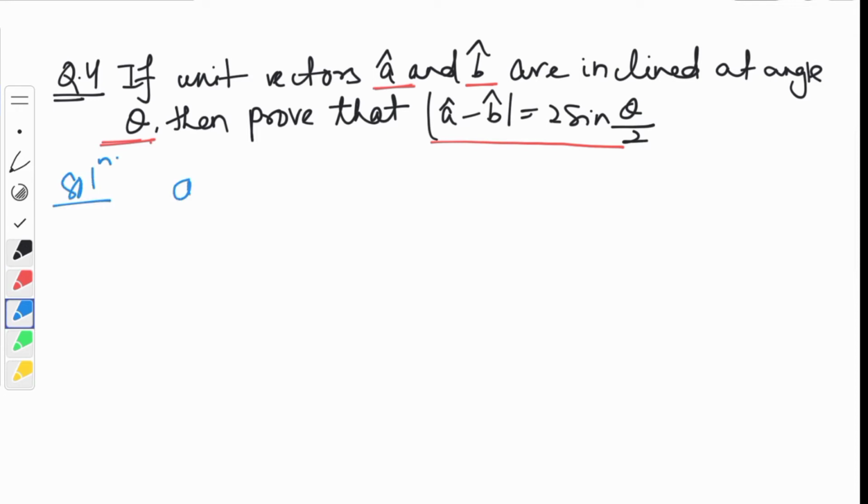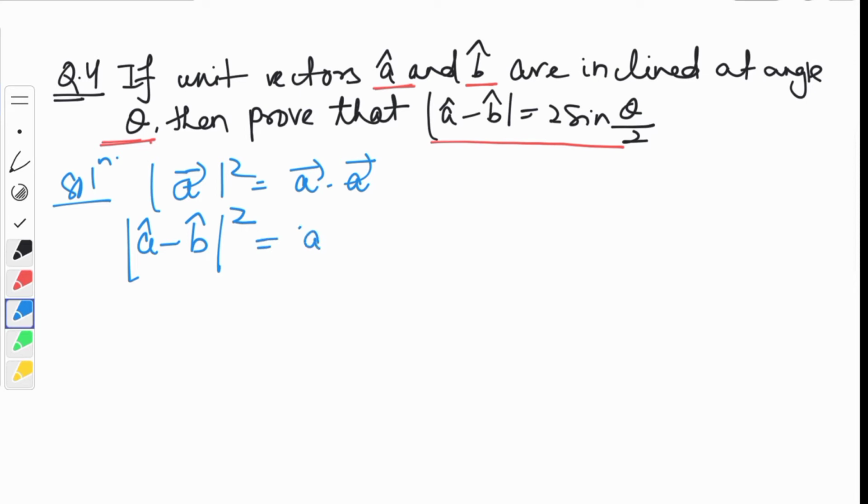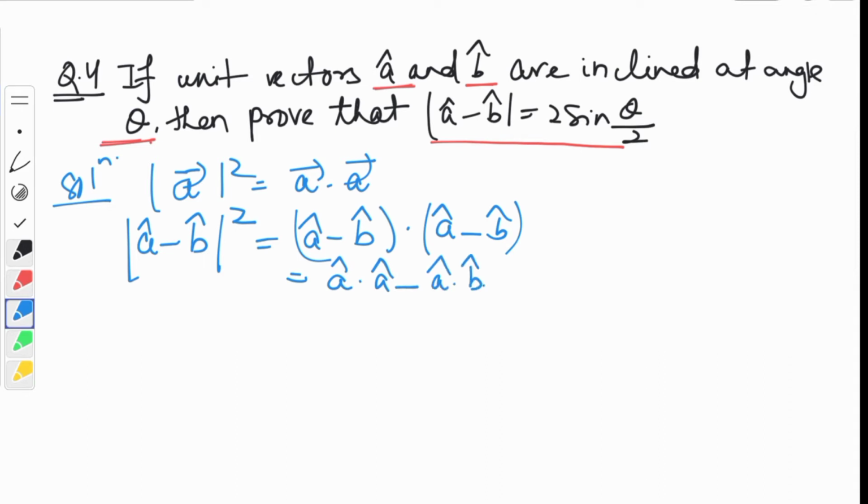See, we know A square is equal to, just now we have seen in the last problem, a dot a. In a similar fashion, if we take the modulus of a minus b unit vector and take the square, what I'll write over here is a minus b dot a minus b. Then how to expand? Simply expand the dot product: a cap dot a cap, now a cap dot b cap minus b cap dot a cap plus b cap dot b cap.